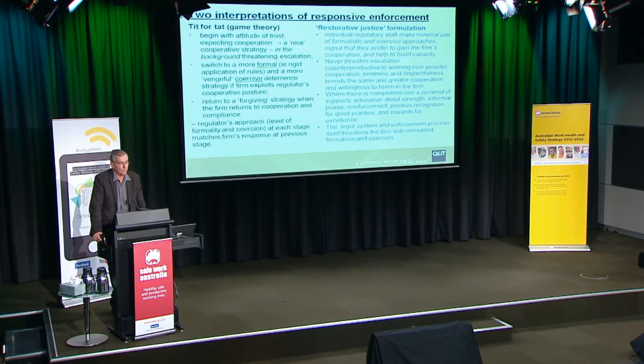The other crucial difference between the restorative justice approach and the tit-for-tat approach is that it's the legal system and the enforcement system itself that threatens the firm with punishment and escalation. It's not the field staff dealing face-to-face with the firm. So in a sense, escalation sits further in the background than it would under the tit-for-tat model. And in a sense, the field staff are saying, we're the good guys, we're helping you comply. If it doesn't work out, others are going to take over and come over the top of us. And the system itself will implement the more coercive and formalistic enforcement approaches.